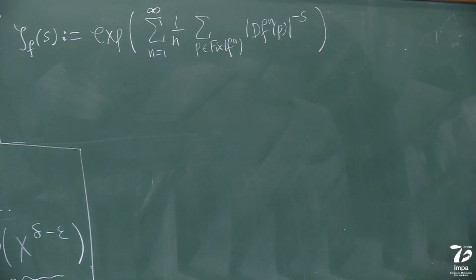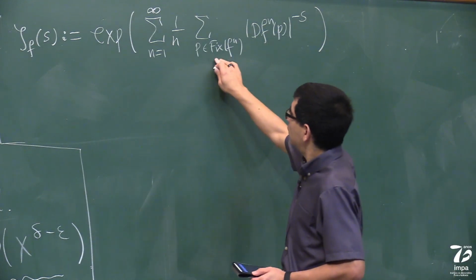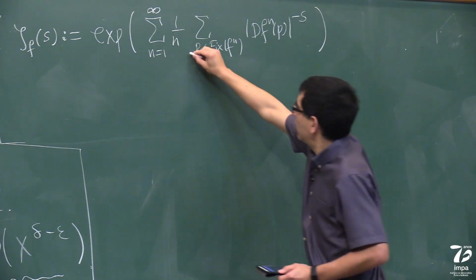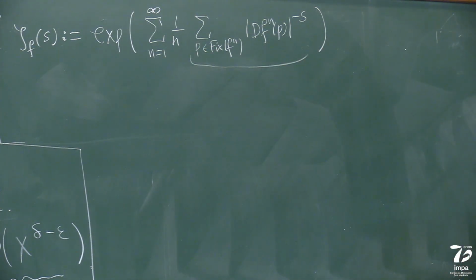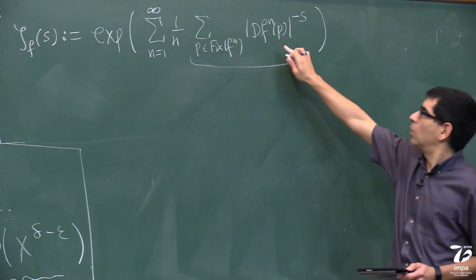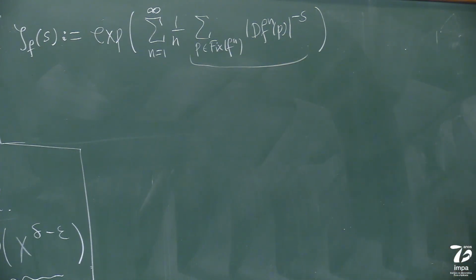All right, so basically here we are summing over n, and the main contribution here is the sum over all periodic points of the weight raised to the power minus s. So if we want to use the root test to look at the convergence of this function, you want to look at this number.